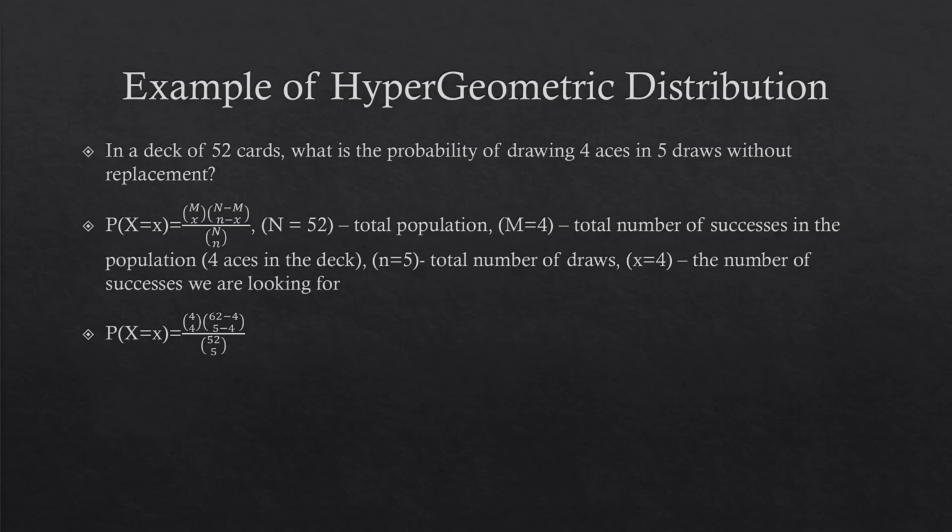Now our n, our little n, is going to be equal to the number of draws, which is 5, because we're drawing 5 cards. And finally, since we're looking for drawing 4 aces, our x is going to be 4, because that's the number of successes we're looking for. Now, in our equation, I just fixed it. It's 4 choose 4 multiplied by 52 minus 4 over 5 minus 4, and then 52 choose 5.